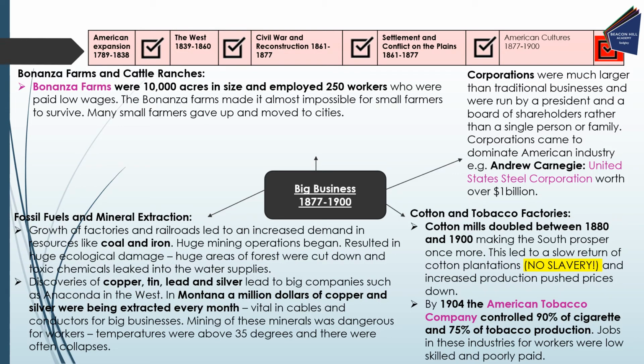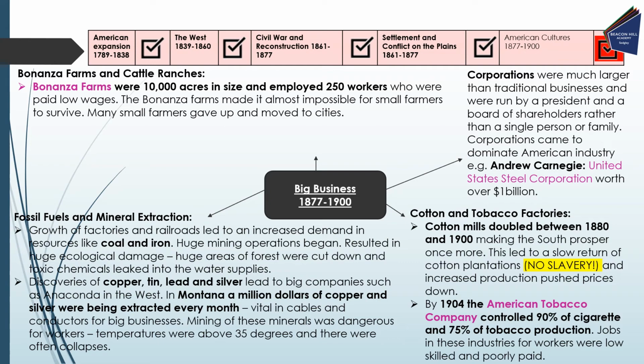Finally, we have bonanza farms and cattle ranches. So bonanza farms were huge. They were 10,000 acres in size and they employed round about 250 workers who were paid low wages. The bonanza farms made it almost impossible for small farmers to survive. So many small farmers gave up and moved to cities and went into other jobs.